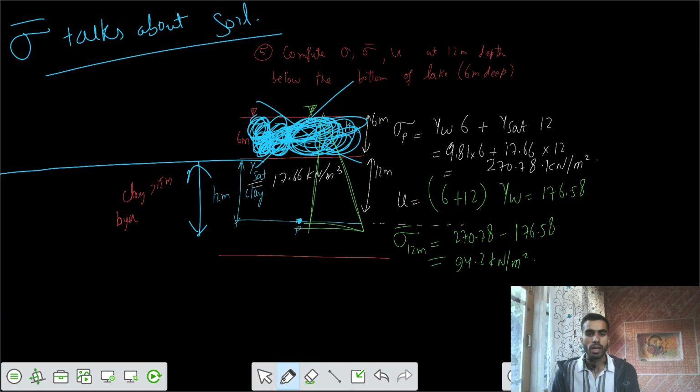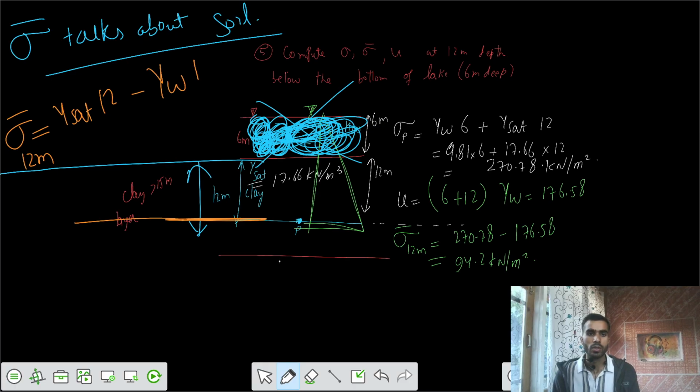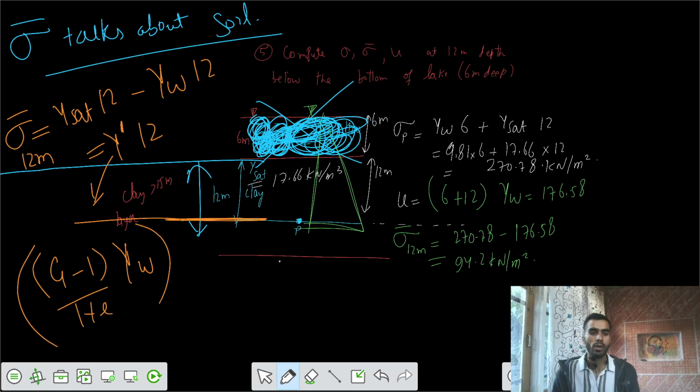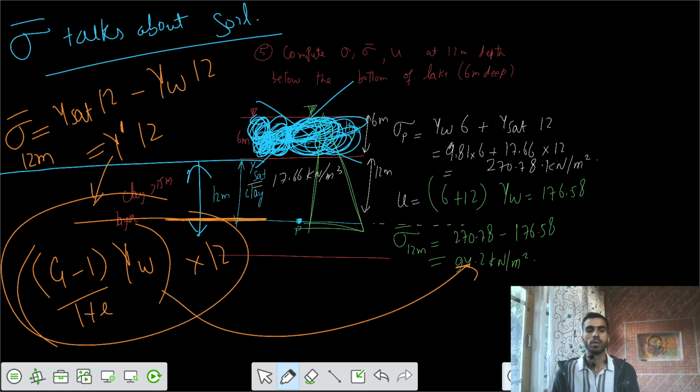I would write gamma for 12 meters. Here we can write gamma sat. Effective stress at that location at 12 meters would be equal to gamma sat of the clay into 12 meters minus gamma W into 12 meters. That's actually gamma submerged into 12. We can also calculate gamma submerged, that is G minus 1 by 1 plus e into gamma W. If you multiply with 12, you'd get the same value of 94.2 in that way.